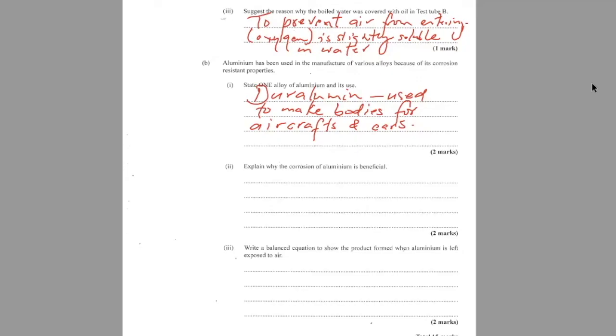So it's acting like a scab. It's similar to what happens when we get a cut and we have a scab being formed. The scab protects the rest of the tissue beneath it. So the layer of aluminum oxide that is formed adheres to the metal. It does not flake off, and it therefore protects the layer of metal that is beneath it from further corrosion. Let's get that down.